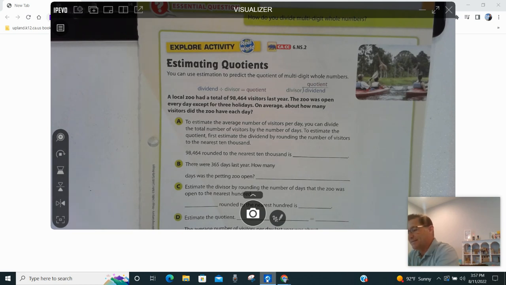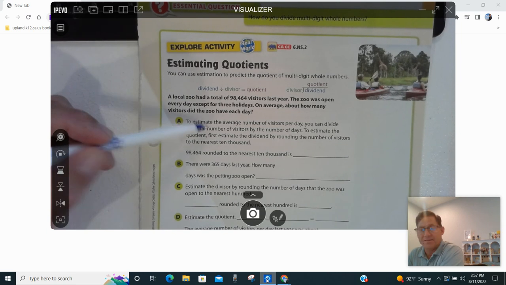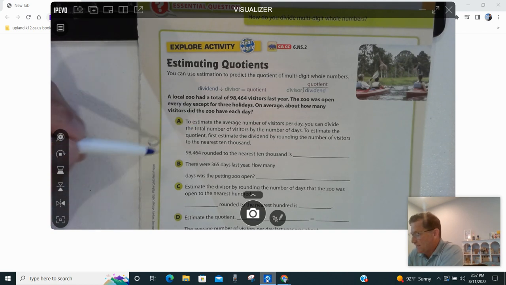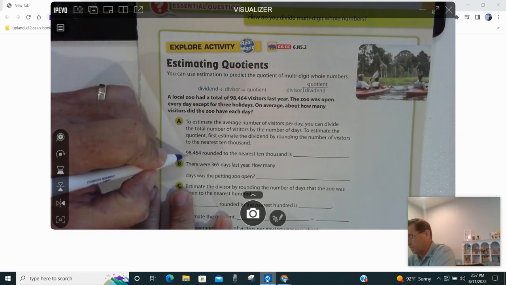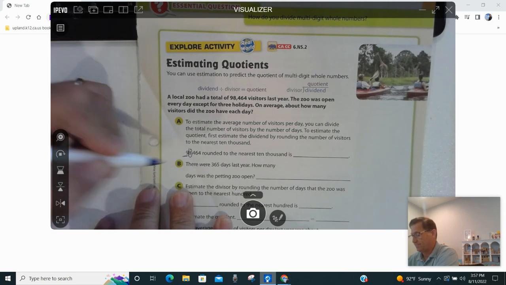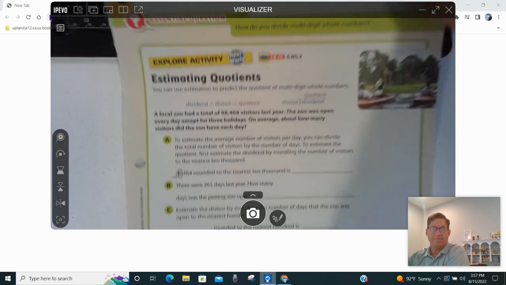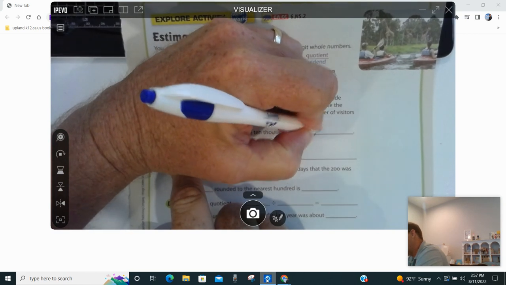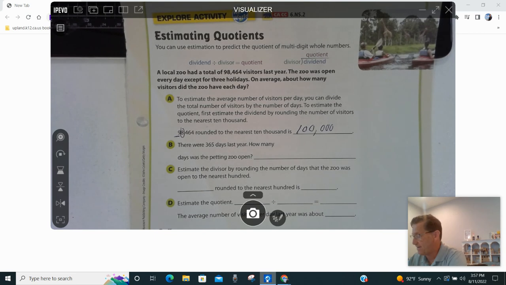So to estimate this, we can divide the total number of visitors by the number of days. That'll give us an average of visitors per day. So to estimate the quotient, first estimate the dividend by rounding the number of visitors to the nearest 10,000. So 9 is in 10,000s, and the digit to the right is 8, which is greater than 5. So we're going to round up. So 98,000 is close to 100,000.